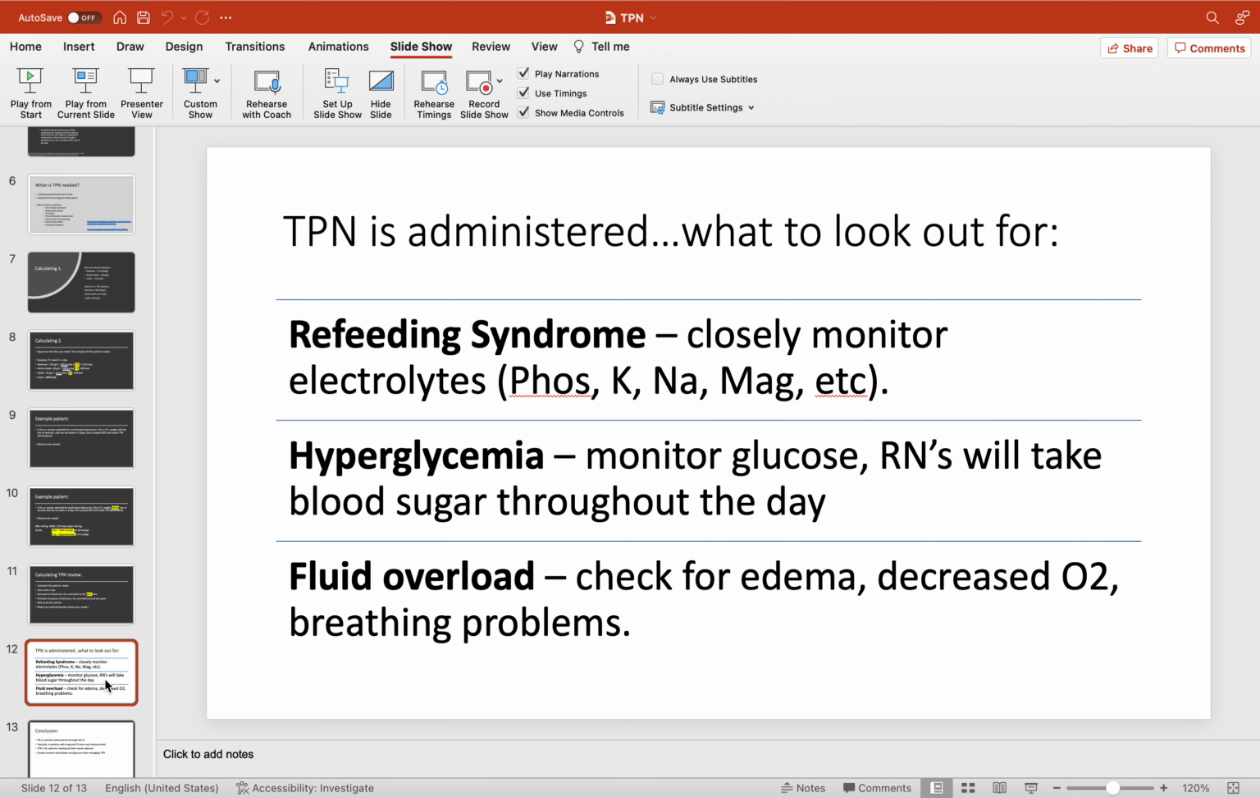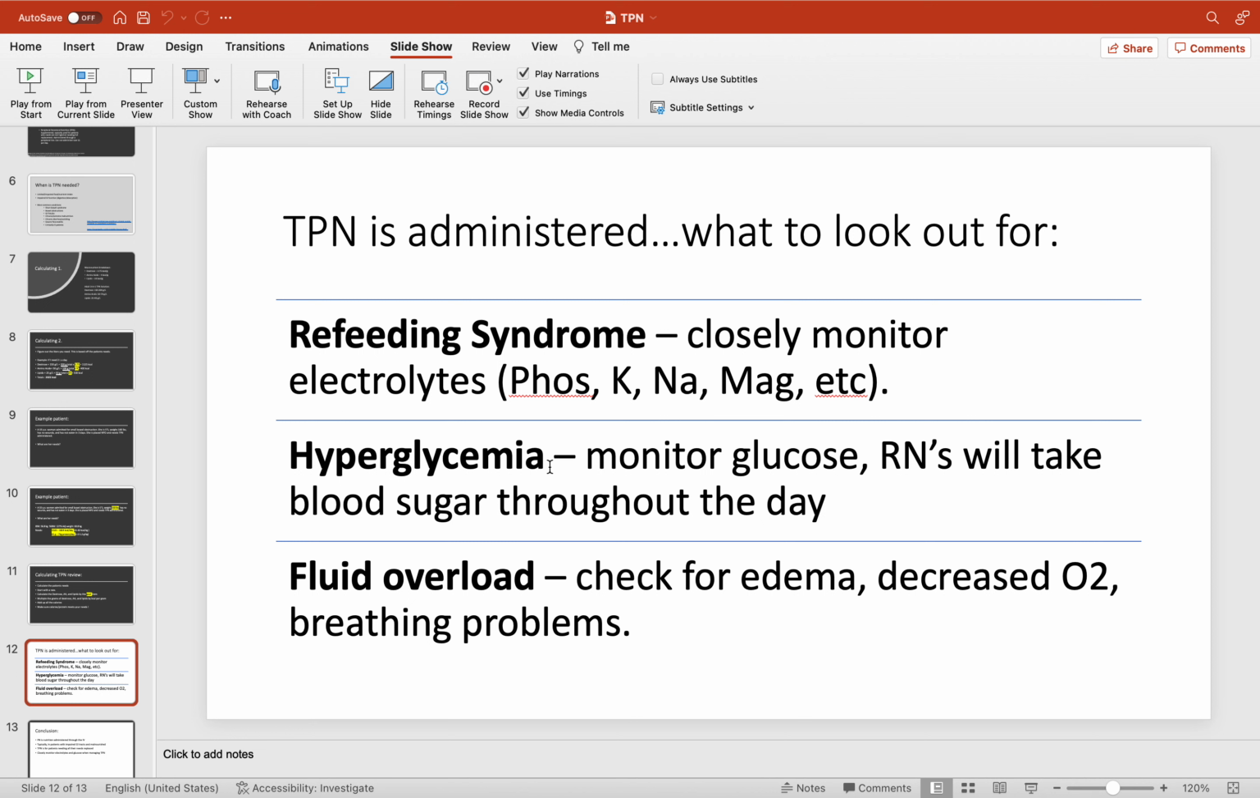So typically we'll start with our rate, start at a really low rate and slowly increase it over a few days. But while you're doing that, just make sure to check on these electrolytes, and you'll be talking to the pharmacist and talking to the nurse and talking to the doctor. We'll all be monitoring these. But phosphorus, potassium, sodium, magnesium, those are the big ones that you really just need to pay attention to when we're looking for refeeding syndrome and administering TPN.